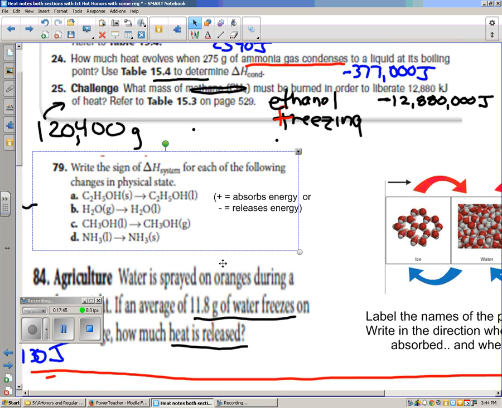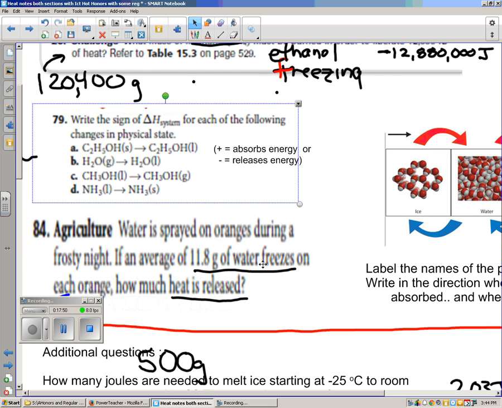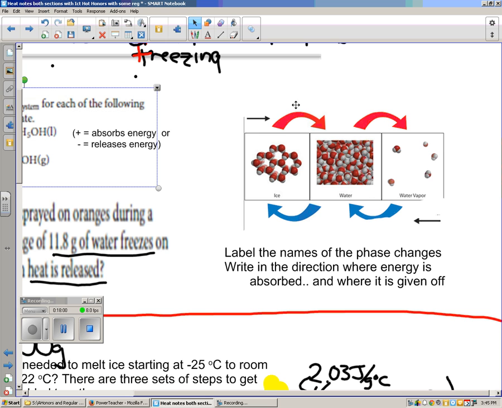The next question is on water. You're freezing it. So again, go to the list and look up water freezing, multiply it by the 11.8 to get the heat released. It's not too bad of a math to do. And then these questions, you're telling me up above the arrows what's going on here. What is the phase change going on? And generally, when you go this direction, is energy being released or given off, or is it absorbed? When you go this direction, is the energy released or given off? Just tell me about those by those arrows.